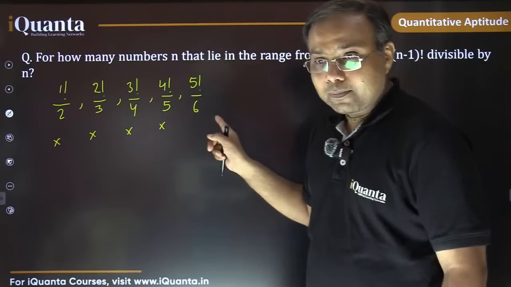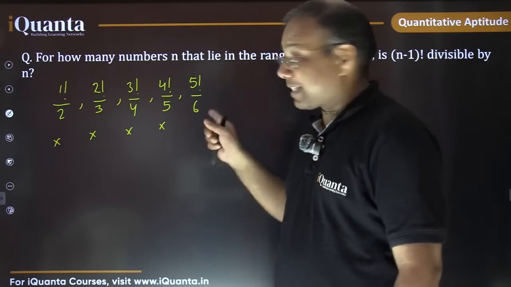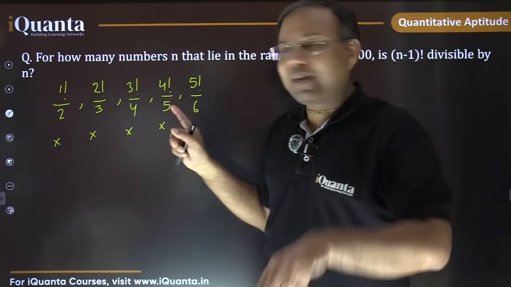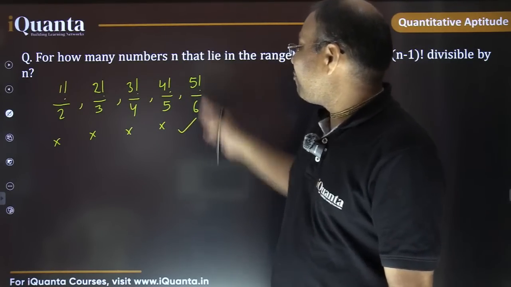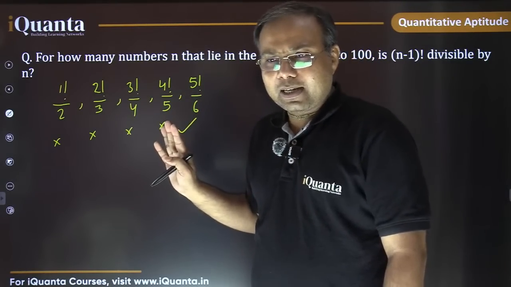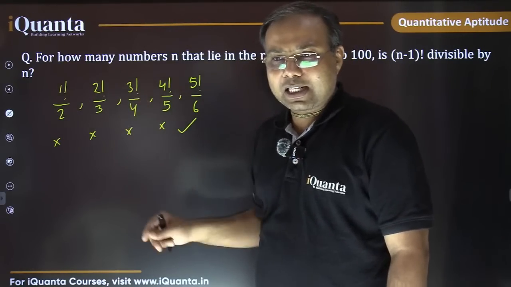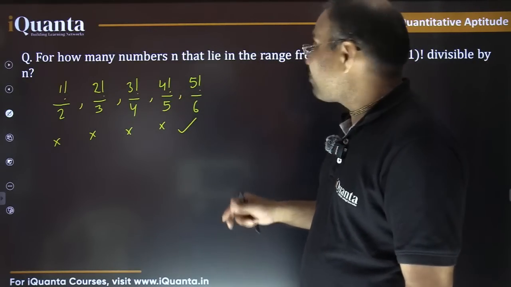Next. Is 5 factorial divisible by 6? Yes or no? Yes, it is divisible because 6 is a composite number. It has factors 2 and 3 which are included in 5 factorial. So this is my first number which is a valid case. Okay? Before this, 2, 3, 4, 5 all were invalid. They were not satisfying. Let's proceed further and try to analyze what is happening.